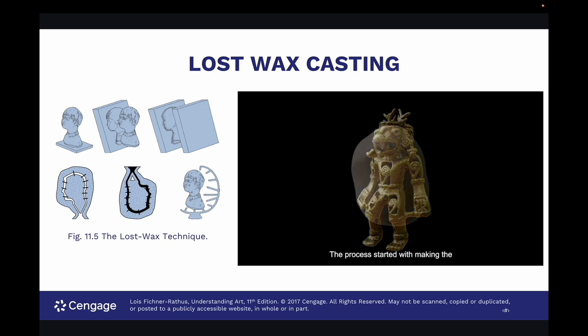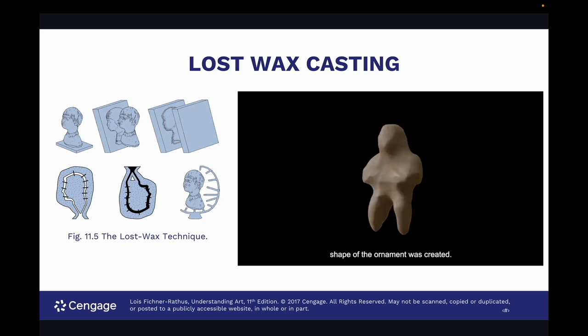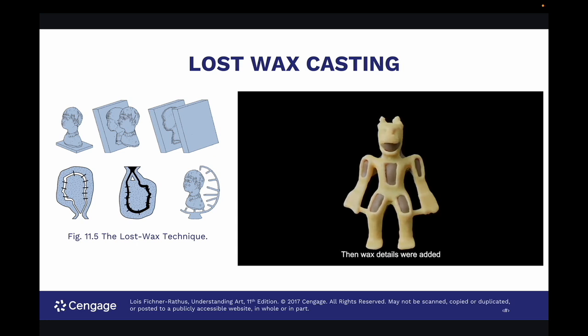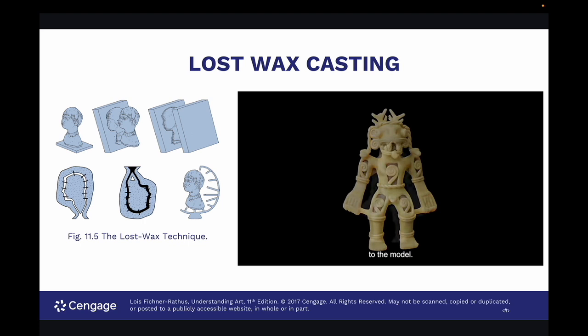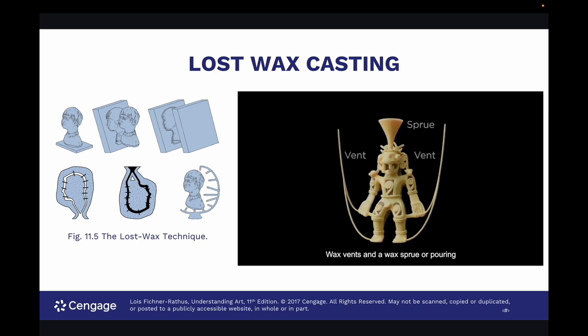The process started with making the wax model. First, a clay form in the general shape of the ornament was created. Next, a wax model of the ornament was built up over the form. Then, wax details were added to the model. The next stage involved making the mold. Wax vents and a wax sprue or pouring channel were attached to the model. Their precise locations haven't been identified on this ornament, which could have been cast upside down.